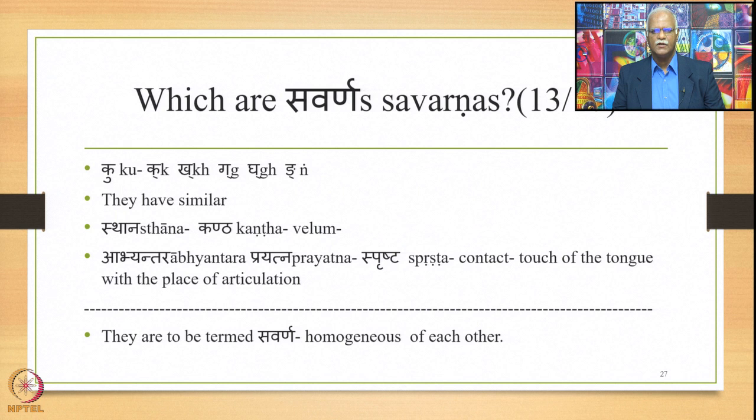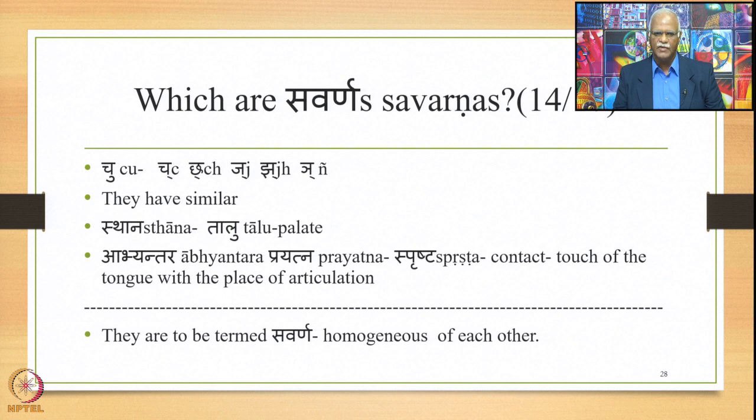The term savarna with respect to vowels plays a very crucial role in understanding the vowel sandhi or ac-sandhi, and the term savarna applying to consonants plays a very crucial role in understanding certain types of hal sandhis or consonant sandhis, which we are going to study soon. So, ka, kha, ga, gha, ng, they stand for their homogeneous sounds, which are the five sounds.